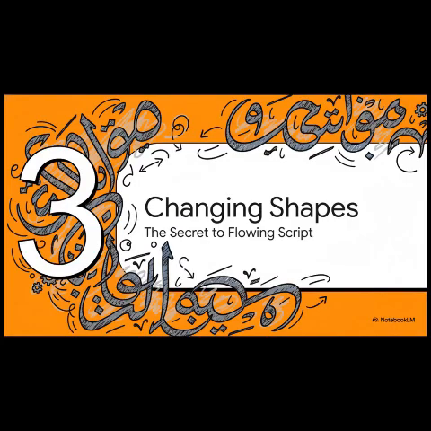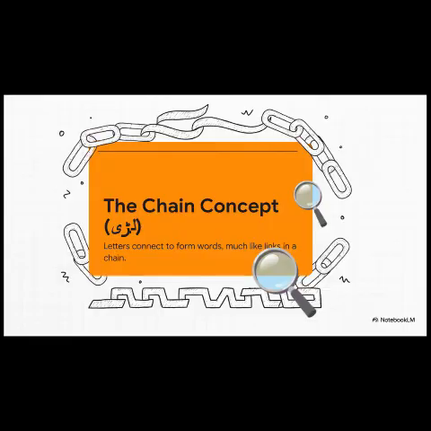Okay, now we get to my favorite part. This is where the real magic and beauty of Arabic writing comes in. We're going to talk about the way letters actually change their shape. This is the secret behind that elegant, flowing script that everyone finds so captivating. The easiest way to wrap your head around this is with something called the chain concept. See, most letters in Arabic aren't meant to stand alone. They're designed to connect to each other.